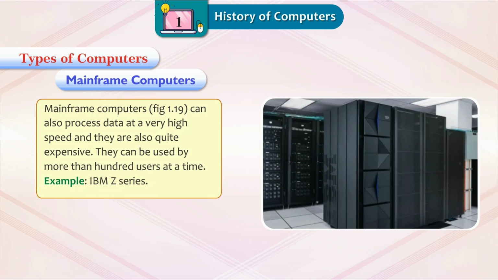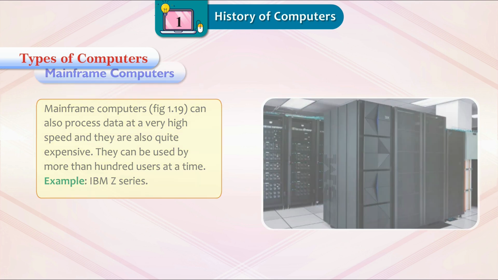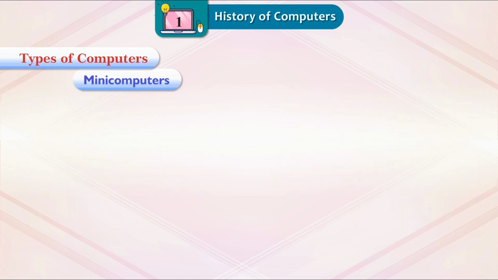Mainframe computers. Mainframe computers, refer to figure 1.19, can also process data at a very high speed and they are also quite expensive. They can be used by more than 100 users at a time. Example: IBM Z series.